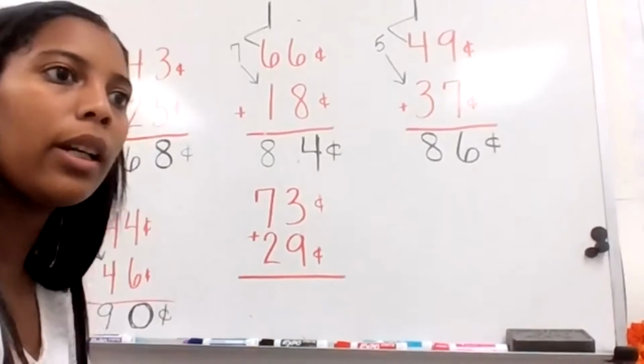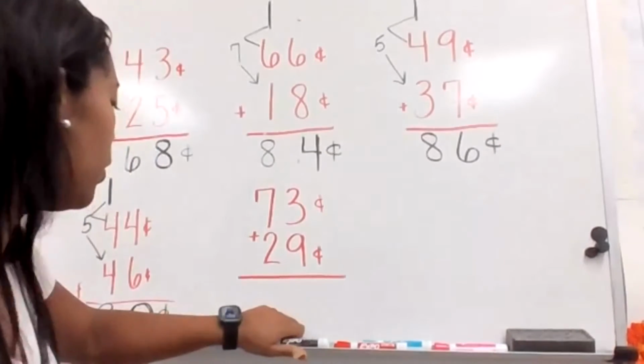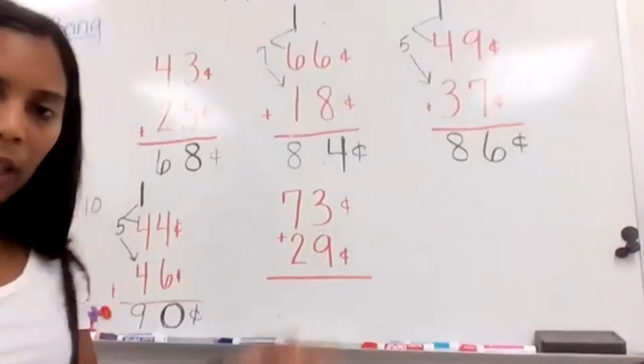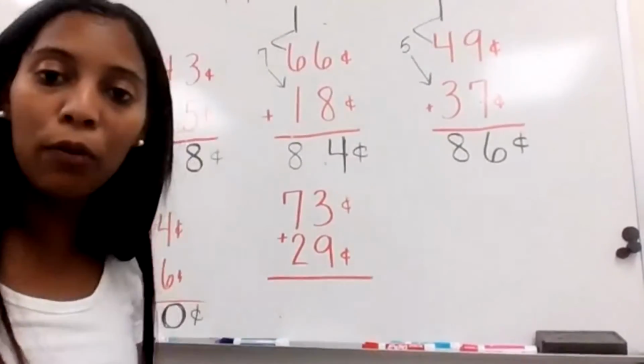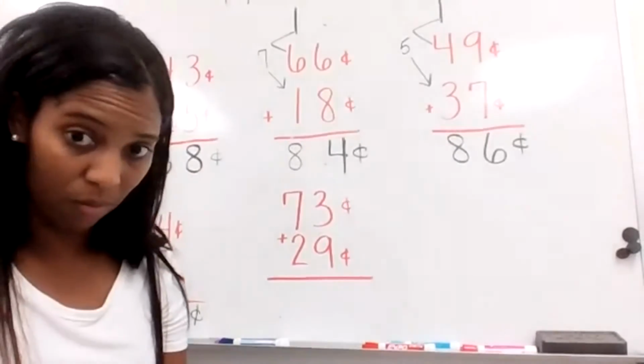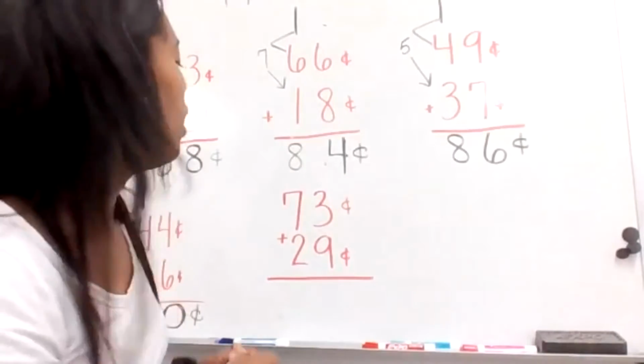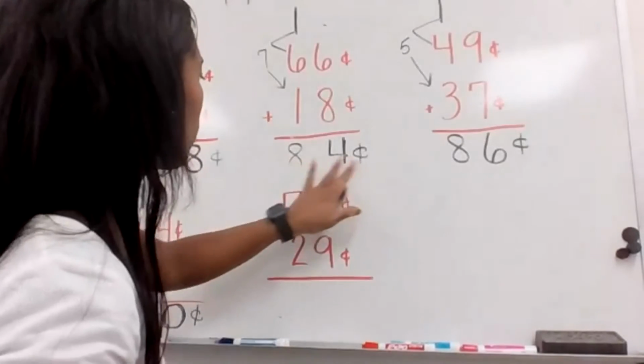All right, so let's go ahead and add this one up. Whenever you started adding this one, you noticed that, yes, you did have to carry over in the back, but also in the front, your number was greater than 9, right? If you added it right, it should have been. So whenever that happens, let me show you what to do.